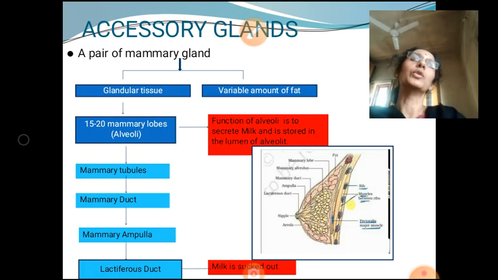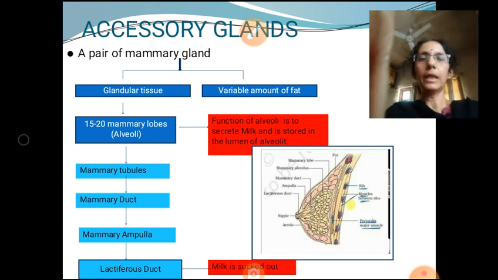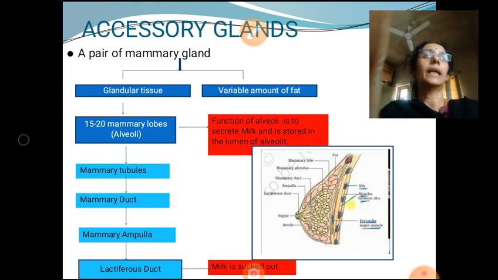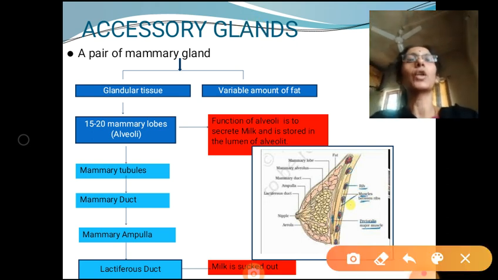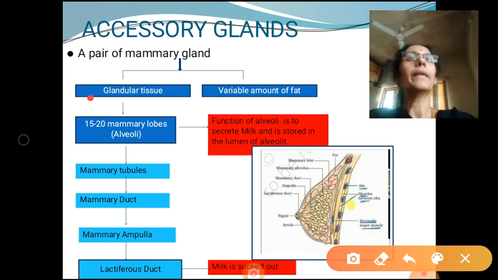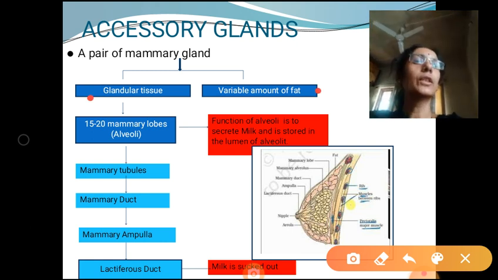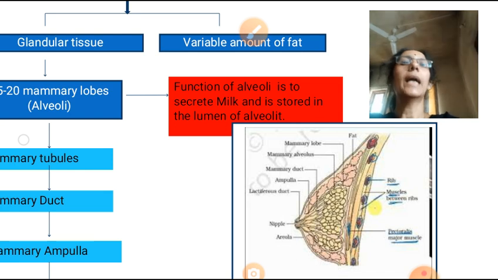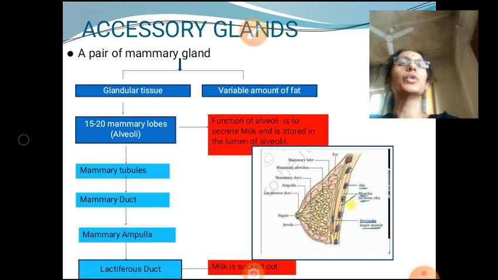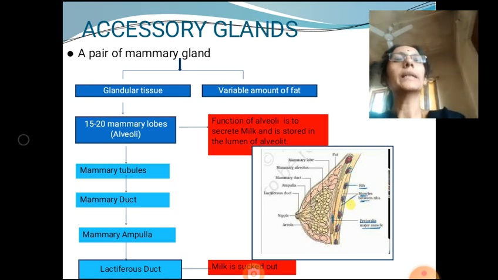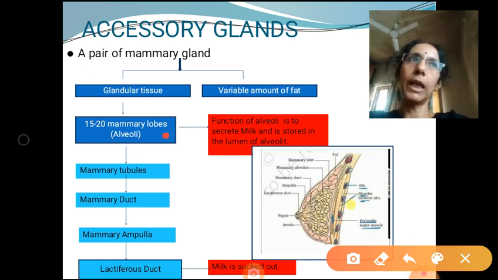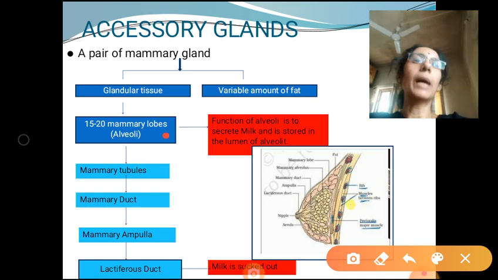Now let us move on to the accessory glands. In the case of a female, a pair of mammary glands is the accessory gland. This mammary gland consists of glandular tissue and a varied amount of fat content. Each mammary gland consists of 15 to 20 mammary lobes.